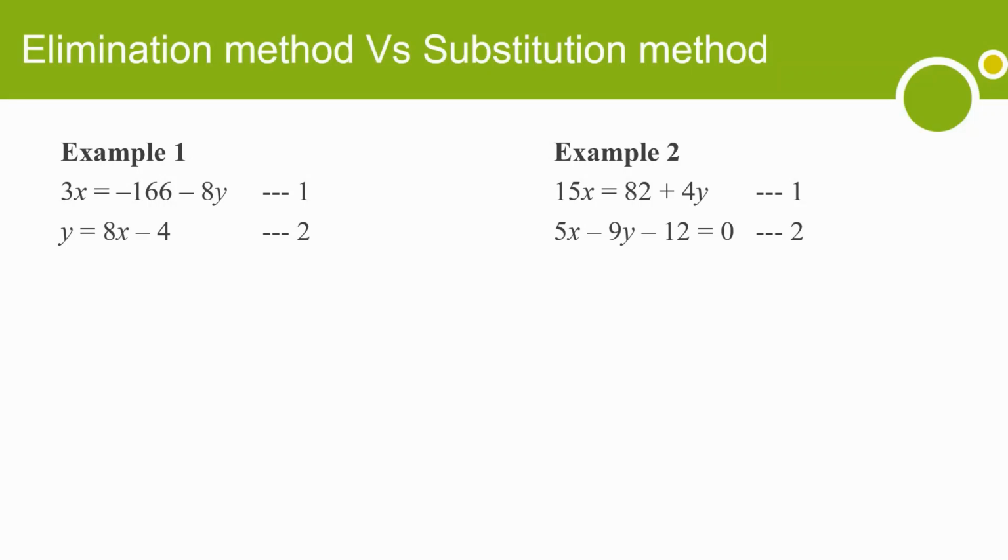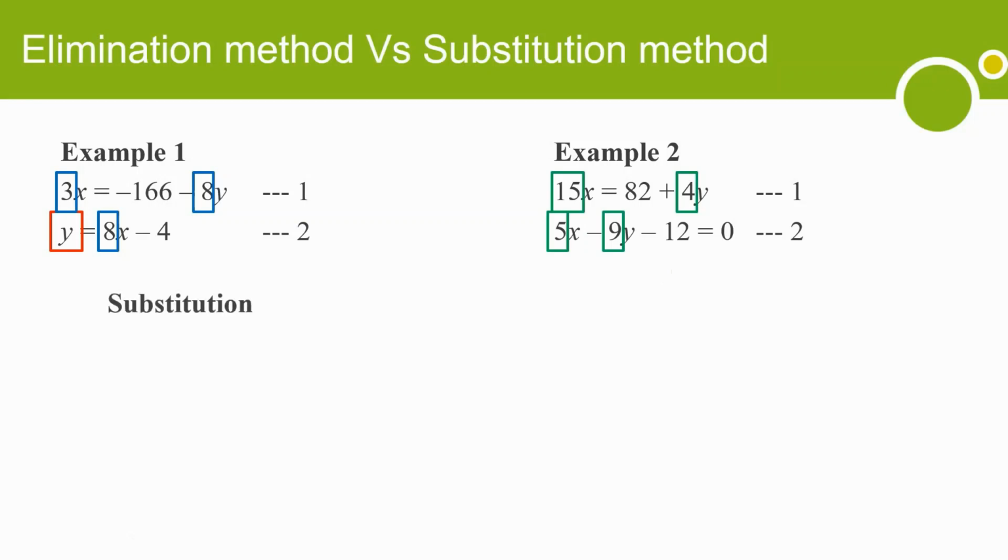Before we solve any simultaneous equations, first we look at the coefficients of x and y. Look at example 1. The coefficient of this y is 1, whereas the other coefficients of x and y are more than 1. In this example, it will be easier to use the substitution method, whereas for example 2, all the coefficients are more than 1. In this example, it will be easier to use the elimination method.